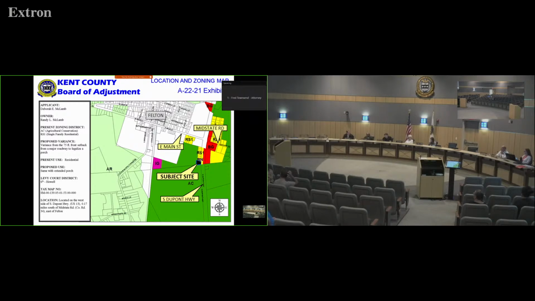Am I on the right one? It's A-22-21. Oh, I'm sorry. Hold on. Yeah. Based off the public testimony, and I believe removing the restrictions would not seriously affect neighboring properties, and it would be within character of the surrounding area. And I believe the porch is actually in line with the neighboring properties, so it would not stick out.